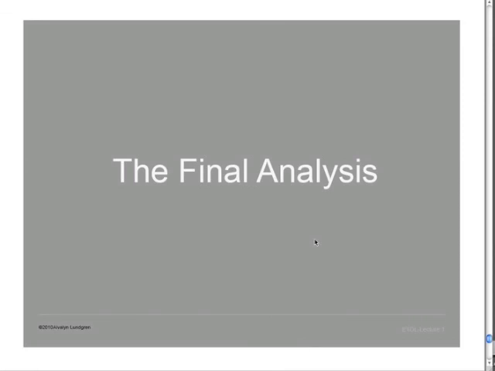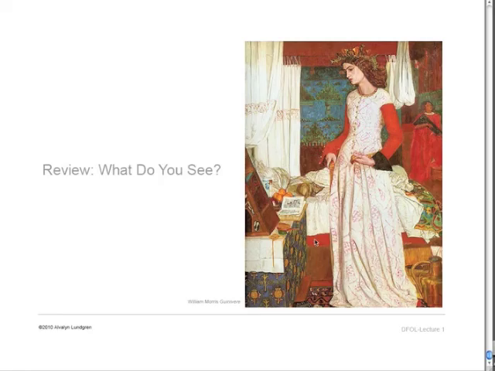The final analysis for Lecture 1 is to review. And so we'll look at William Morris, who was one of the fathers of the arts and crafts movement in England, and whose influence later showed up in the United States. What do you see in this illustration? This is a book illustration for the Canterbury Tales, which Morris illustrated and designed and printed. So based on what we've talked about, what do you see in this image?